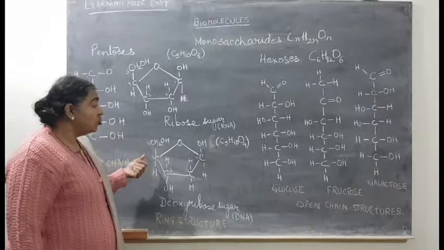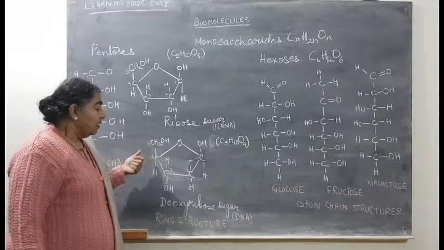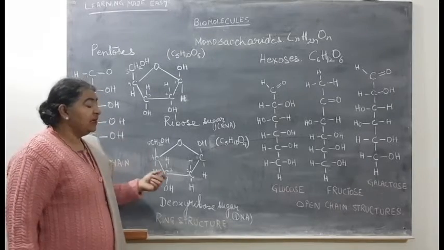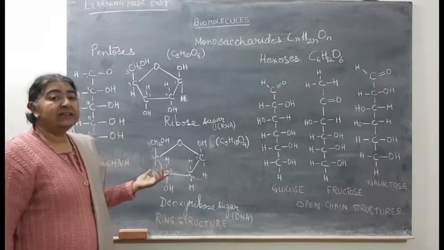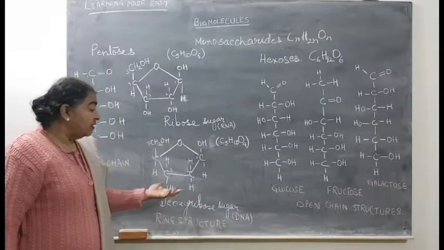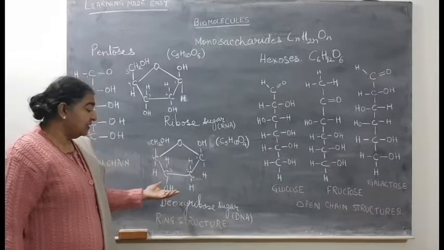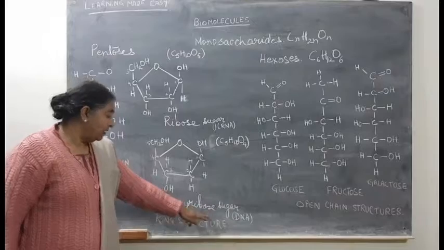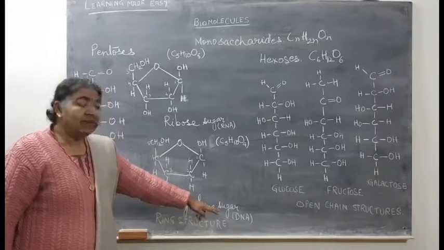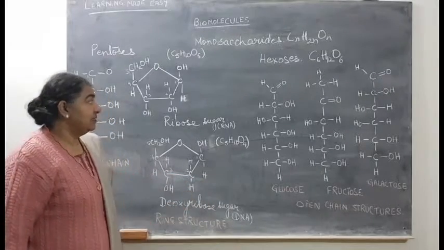And this sugar molecule is present in DNA. That is, the eukaryotic cells, they all have DNA structures as their genetic material. Ribose in the prokaryotic cell, while deoxyribose in the eukaryotic cells.